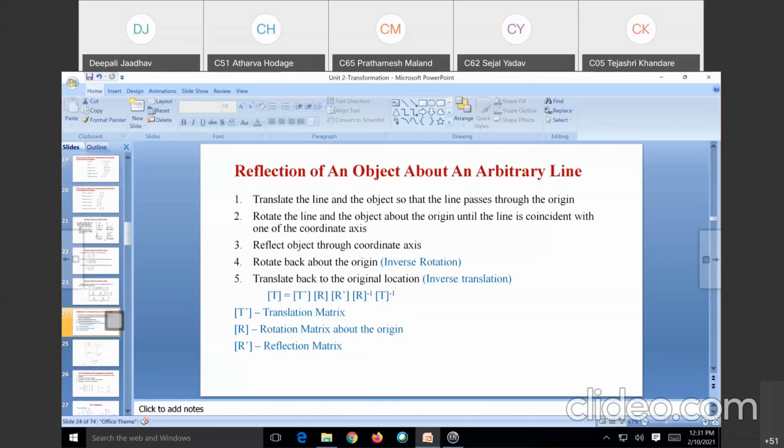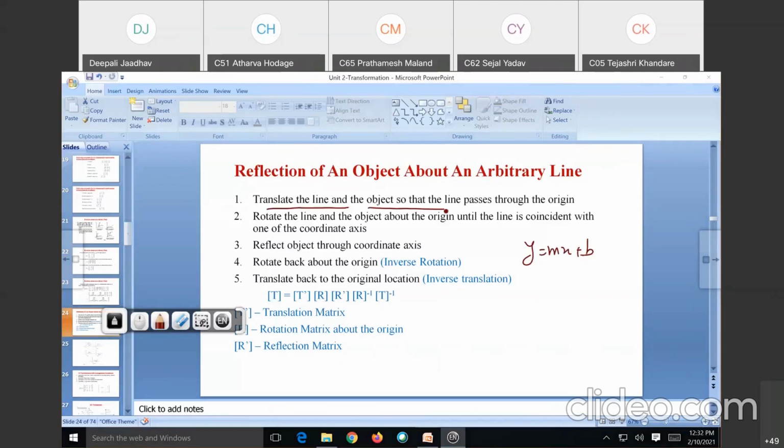So the 5 steps are that the first, translate the line and the object so that the line passes through the origin. We are doing the reflection through an arbitrary line. The line may be y is equal to mx plus b, any line, not necessarily passing through the origin. So first translate the line and the object so that this line passes through the origin. First step is that.